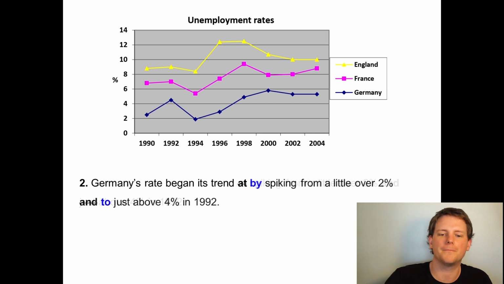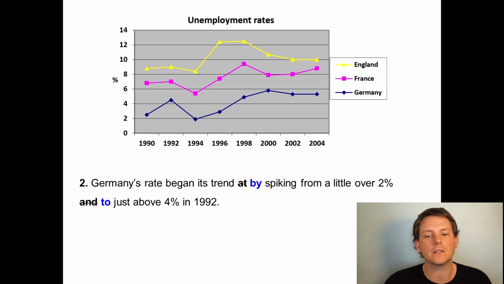Okay, let's see. Germany's rate began its trend by spiking from a little over 2% to just above 4% in 1992. So it began its trend. How did it begin its trend? Began it by doing something. This is describing how a verb acted, that use of by spiking. And you can see in Germany, sure, there's a spike there into 1992. From a little over 2%, that's in 1990, the beginning of the period, to just above 4%, 1992. And there you have it.